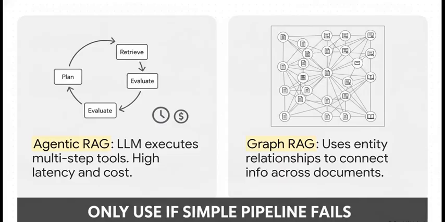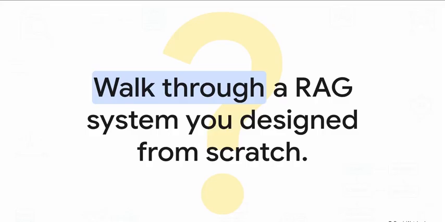Now, towards the end of the interview, they might throw a curveball and ask about cutting-edge concepts. Show them you're up to date by comparing Agentic RAG, where the LLM dynamically plans multiple retrieval steps, with GraphRAG, which uses entity relationships to connect information across documents. But here's the critical part. State very clearly that you only deploy these high-latency, high-cost architectures when hard evaluation proves that a simpler retrieval pipeline has failed.